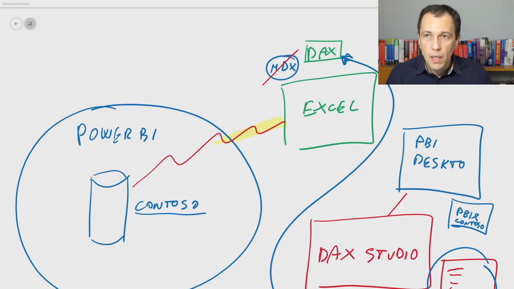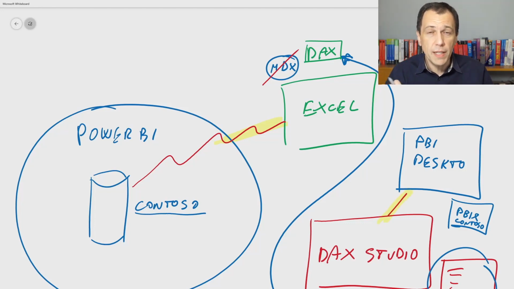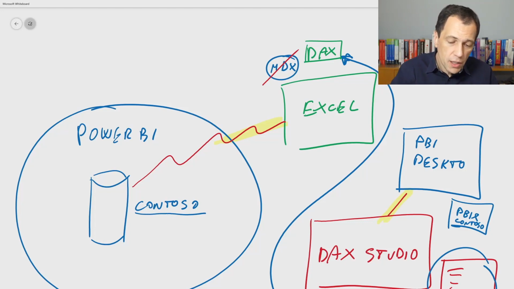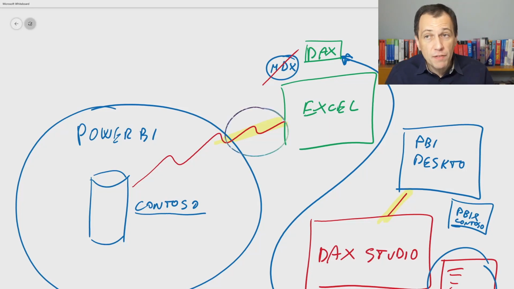Let me go back here. What I'm doing now, let's see if this works. Here we go. Okay, so I'm using this connection here, which connects DAX Studio to the local Power BI Desktop file. What I want to do is replace this connection with the connection we used before, this one. How can I retrieve this connection?